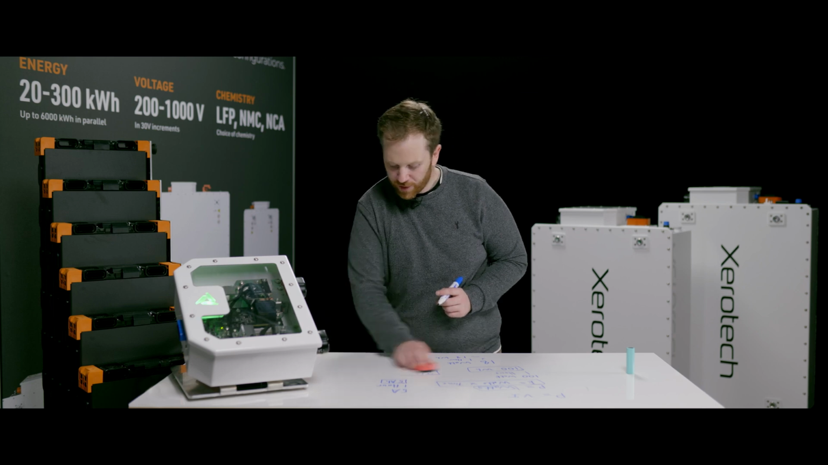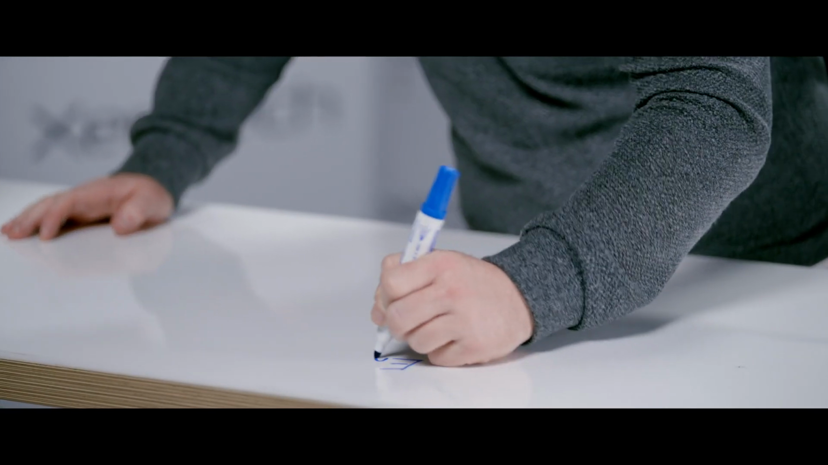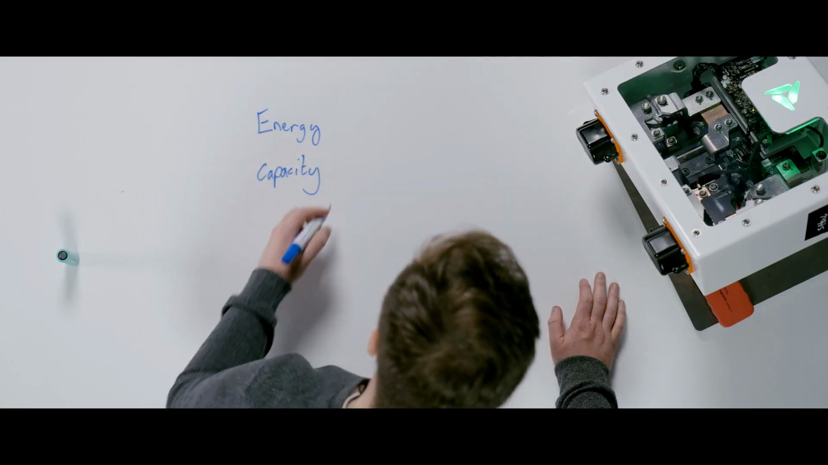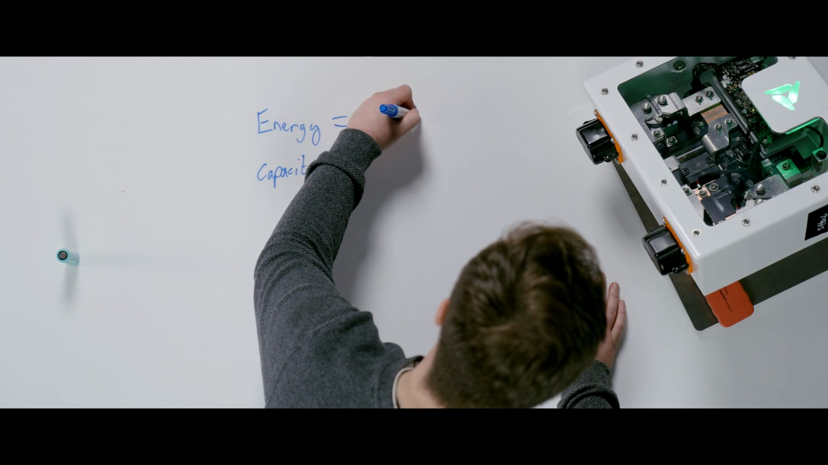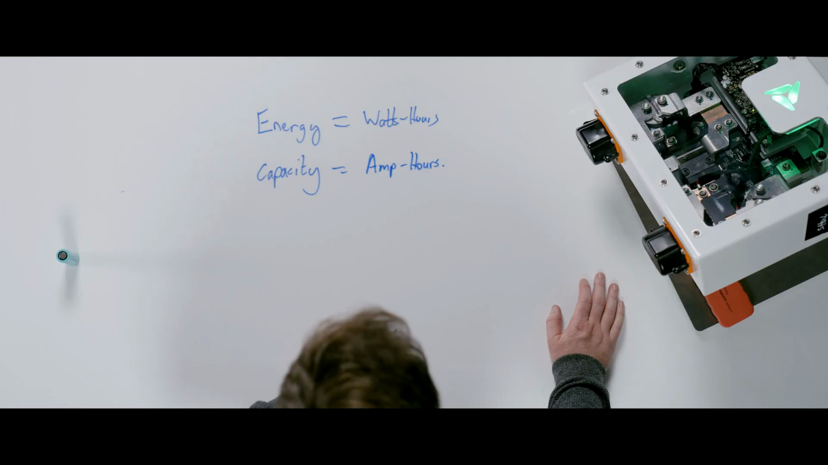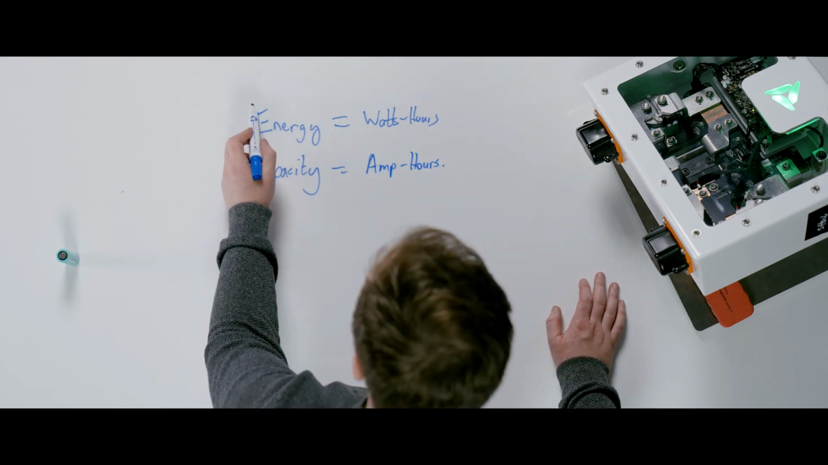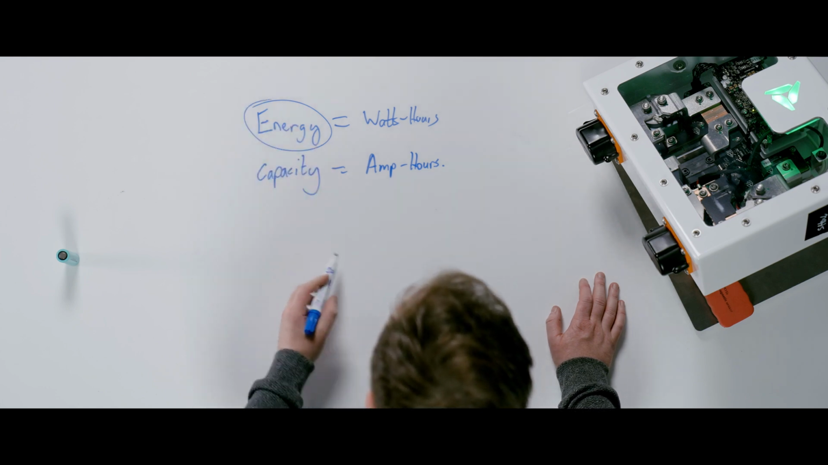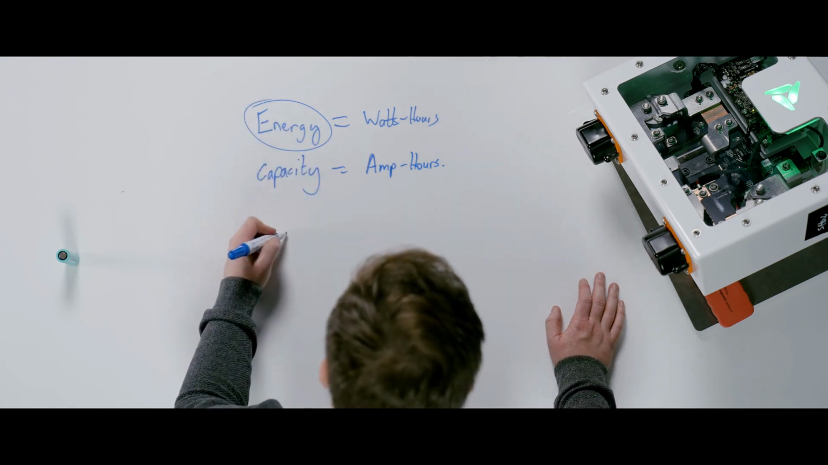We're just going to clear off again and get back to some more fundamentals. Now we're talking about energy and capacity. Energy is watt hours, capacity is amp hours. The one thing to be careful of when thinking about batteries, and why it's always important to think in terms of energy, is that the overall amount of energy in the system is the product of capacity times the voltage.